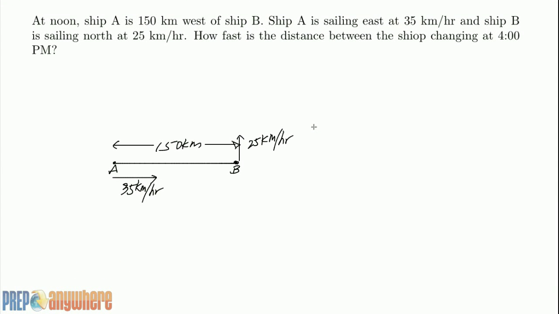At noon, ship A is 150 kilometers west. Okay, so that's the location of ship A from B. Ship A is sailing east at 35 kilometers per hour, and ship B is sailing north at 25 kilometers per hour. How fast is the distance between those ships changing at 4 p.m.? I made a typo there.